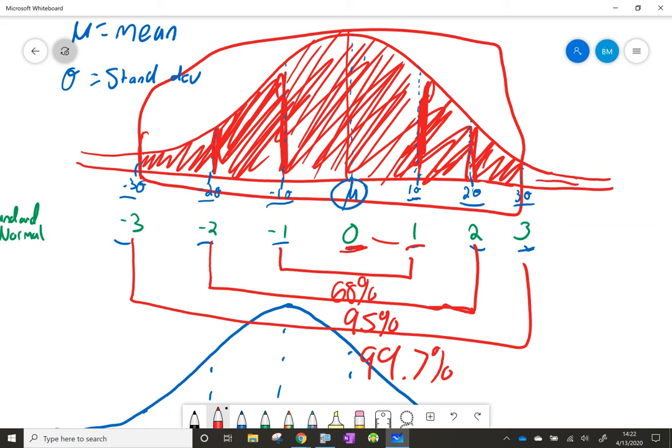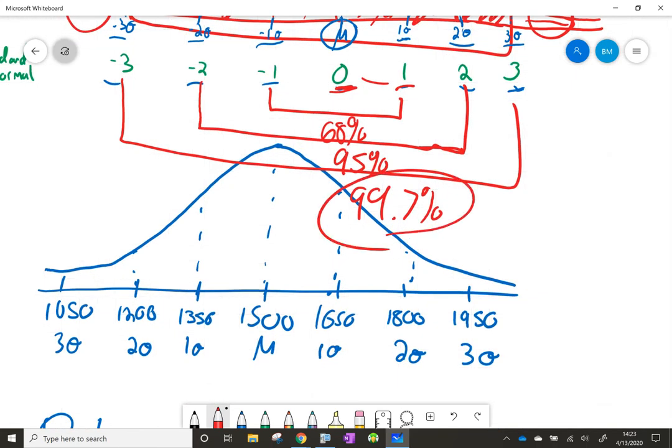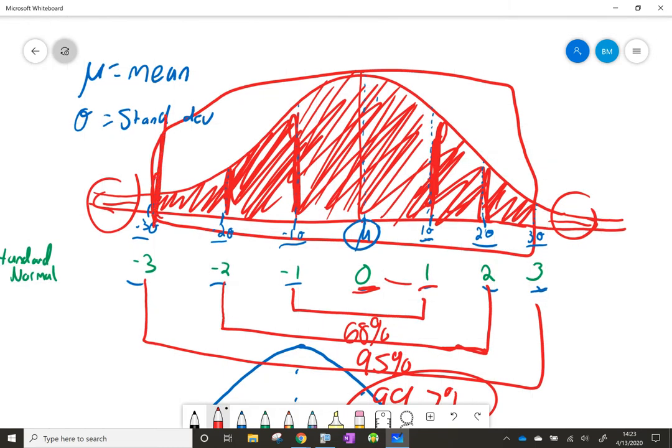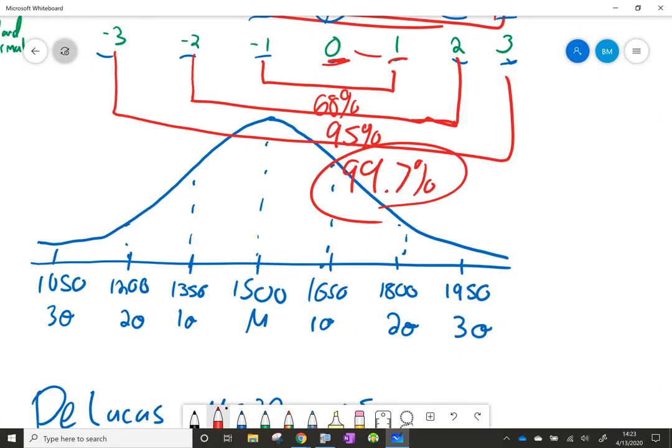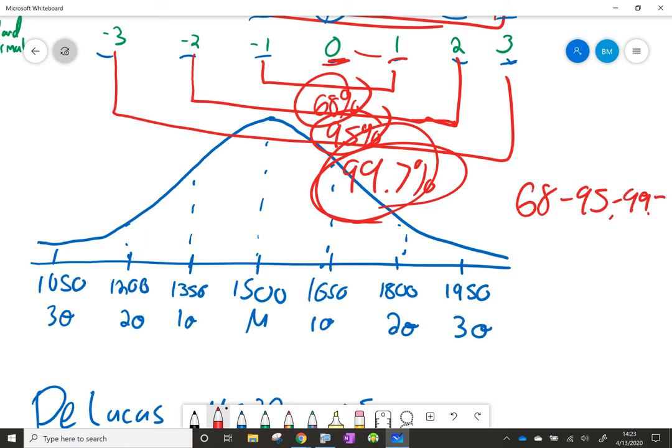So the very small bit on the left and the very small bit on the right is a very, very minimal amount of data, because almost 100%, 99.7%, falls within this region of the curve. So 68, 95, and 99.7 is kind of the rule to follow. General rule to follow. You have to kind of memorize those numbers because those numbers are for every normal distribution.